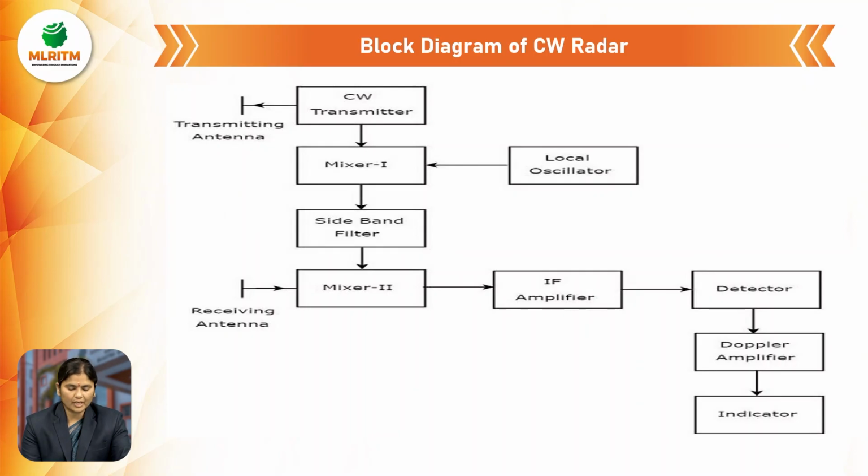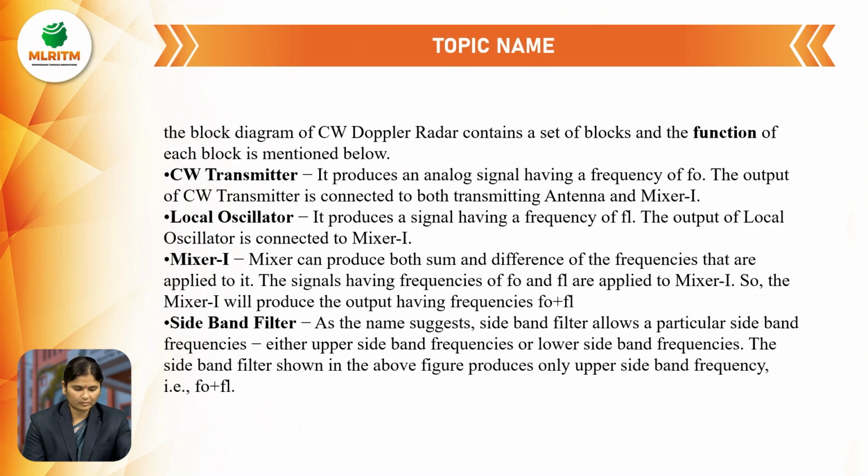This shows the block diagram of the continuous wave radar. In this we have a continuous wave transmitter, mixer 1, local oscillator, sideband filter and mixer 2, IF amplifier, detector, Doppler amplifier and indicator. The continuous wave transmitter produces an analog signal of frequency F0. Its output is connected to both the transmitting antenna and mixer 1. Using the transmitting antenna, we transmit these continuous waves into space.